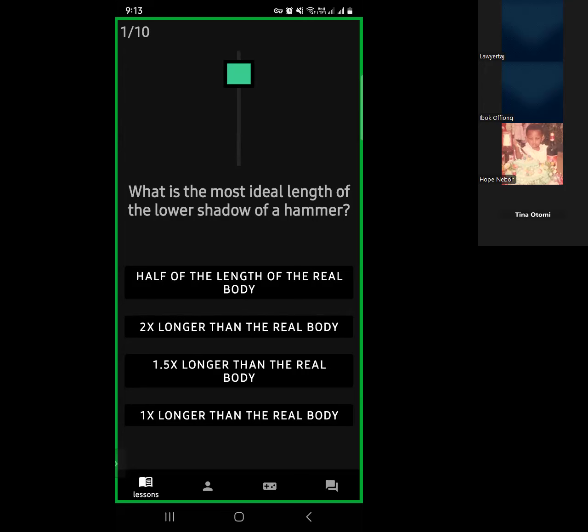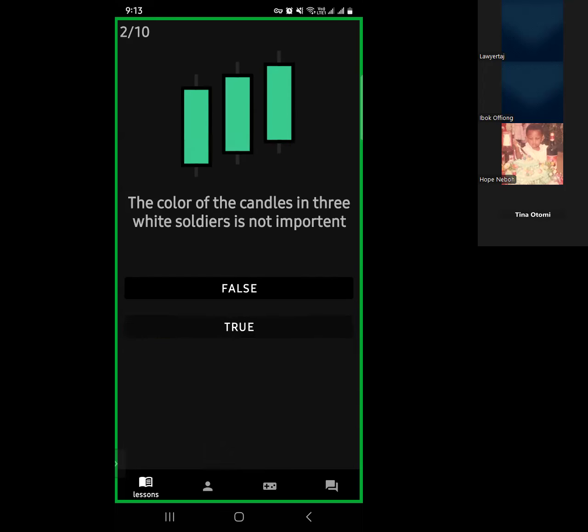So let's see the smartest person in the house. Write it out on the chat. What do you think the answer is? I know the answer, but I don't want to just talk. Let me see, some people are following up. I'm impressed, for real. So it should be two times longer than the real body, Abby. I'm going to click it now. Correct. We got it. Good.